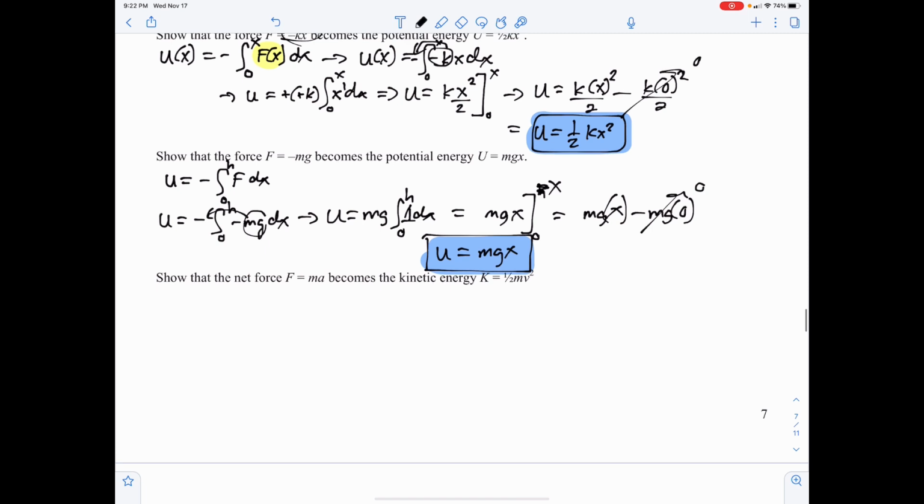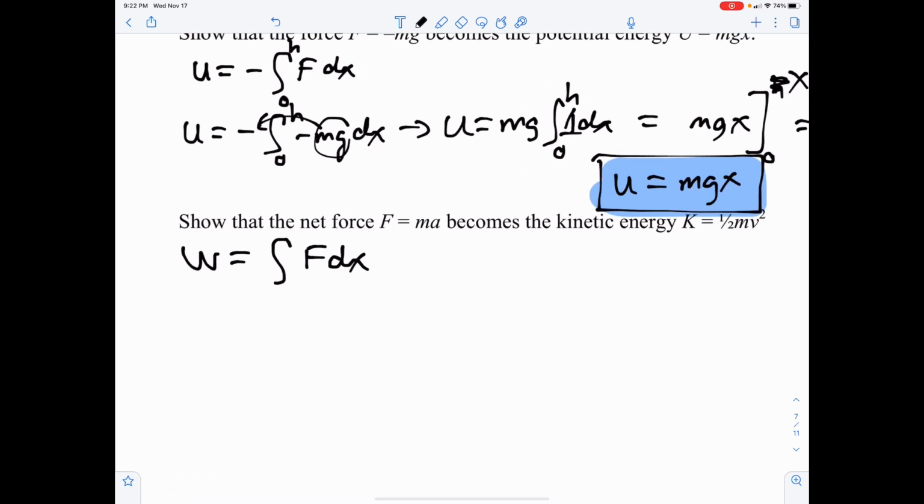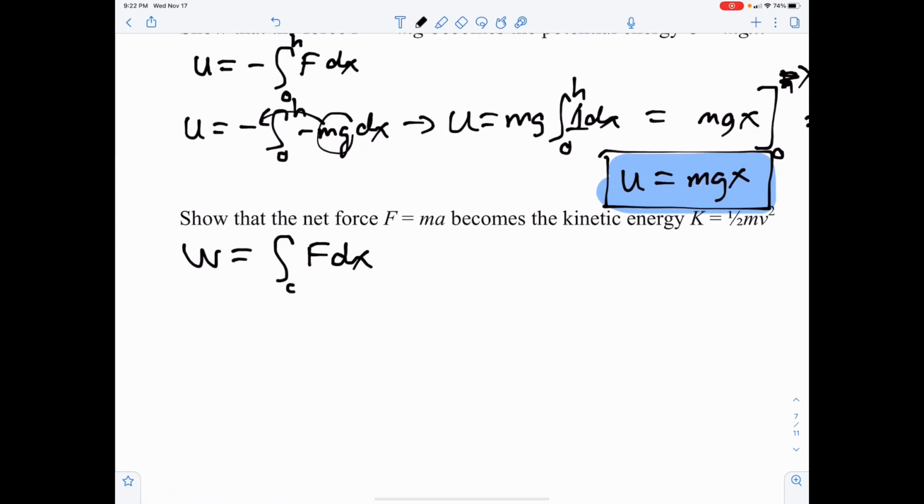Show that net force equals ma becomes the kinetic energy equation. For that one, we're going to use the work equation. Work is equal to the integral of the force function dx, and we're going to evaluate this from 0 to v. Now that seems kind of weird because we're integrating with respect to x, right? Well, just watch.